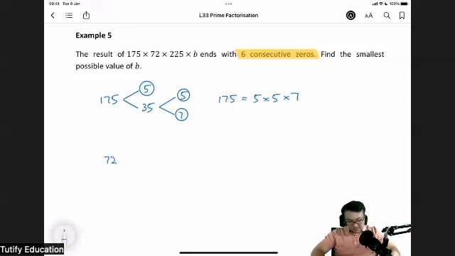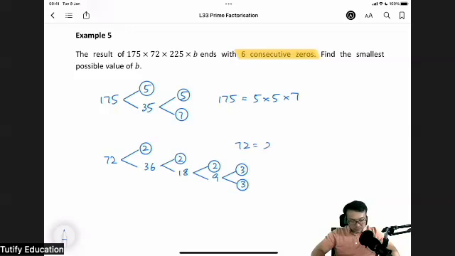Next, I will split up 72. I think I was confused with the 175 and 72. It became 172. So I divide by 2, 36. I divide by 2 again, I get 18. I divide by 2 again, I get 2 and 9. 9 is equal to 3 times 3. So there you go. Circle all the prime numbers. And we write down 72 equals 2 times 2 times 2 times 3 times 3.